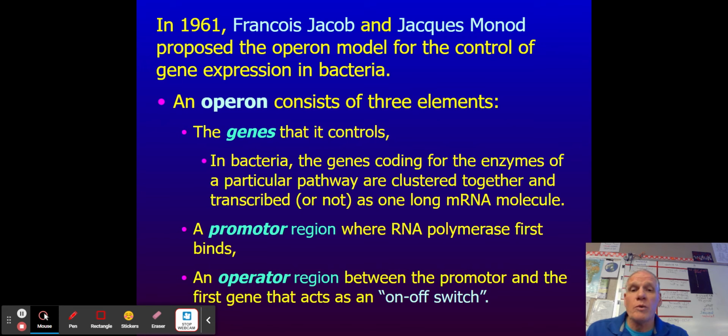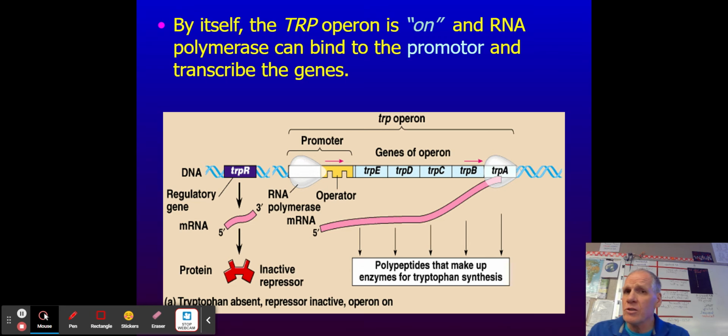So we have the genes, we have the promoter region. Again, this is where RNA polymerase is going to bind to begin that transcription process, and the operator region, which is the on-off switch of an operon. And this is where the regulatory protein will bind in order to shut that operon down, or it will fall off in order to turn that operon on. So let's look at the trp operon right here.